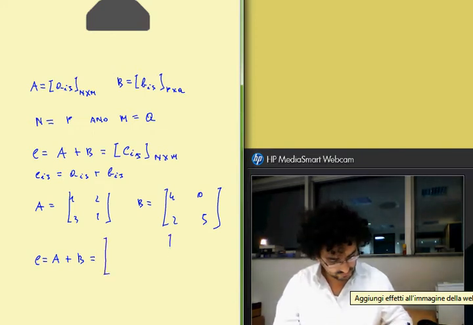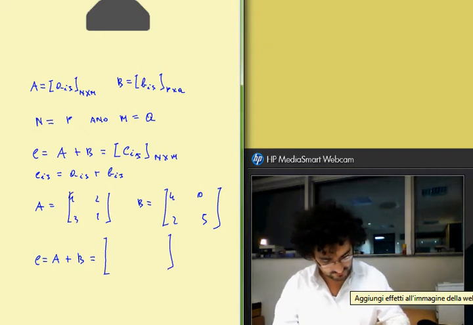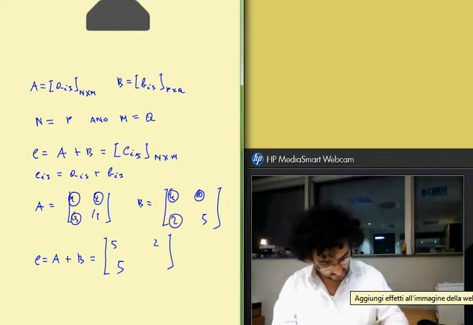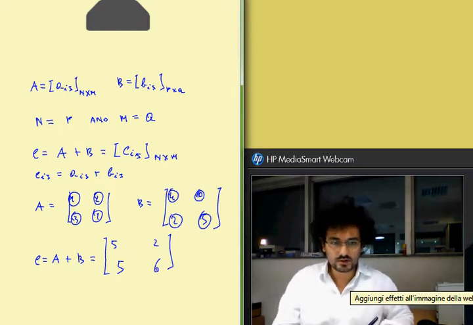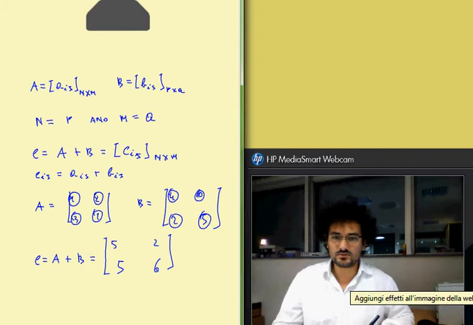2 by 2. The first element is given by 1 plus 4, so it's 5. Then we have 2 plus 0, which is 2, 3 plus 2, which is 5, and 1 plus 5, which is 6. So it's very easy to compute the sum of two matrices A and B.